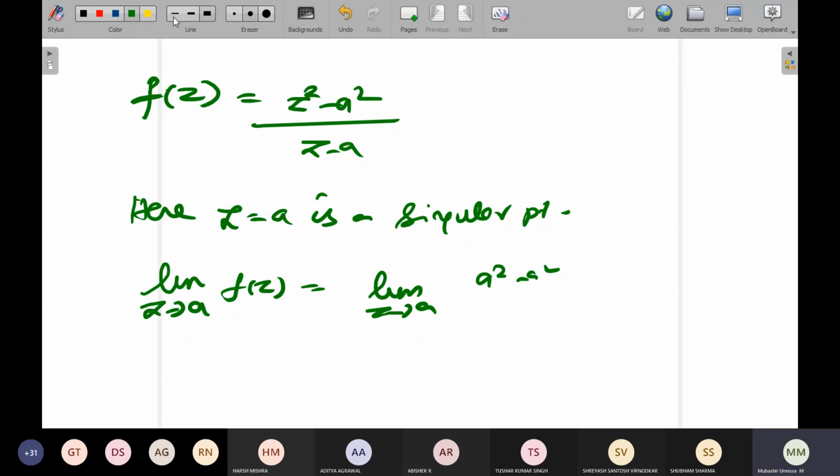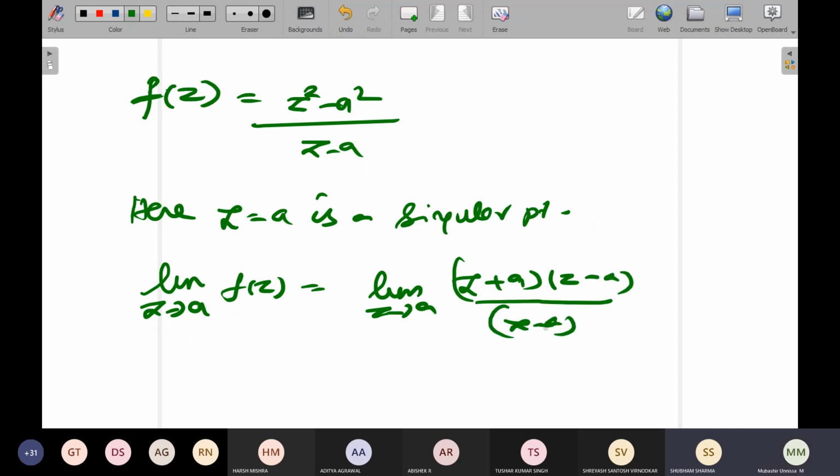Tell me, what is the doubt you have? Can't we simplify this function like f of z is equal to z plus a will come? Yes, we will simplify it and then we will apply the limit. So the answer will be 2a.